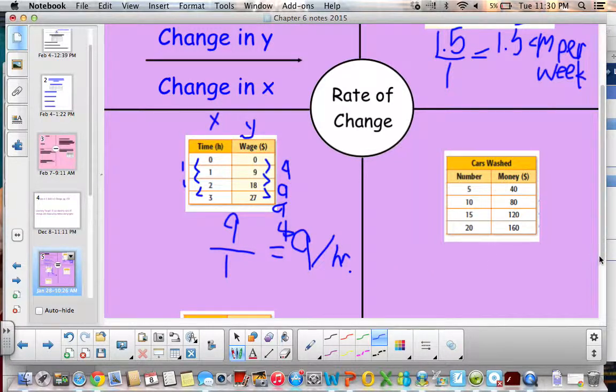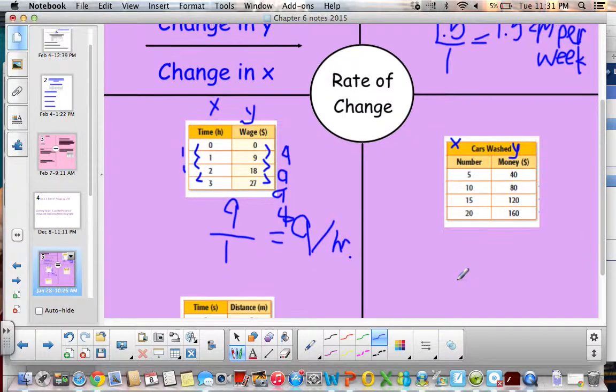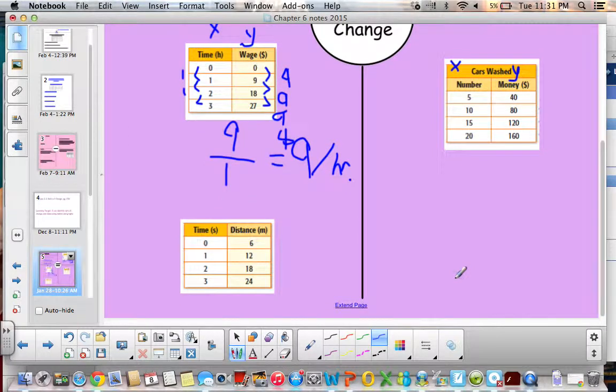Okay, for the number of cars washed, this is our y and this is our x. So I want you to pause me and figure out the rate of change in your notebook for cars washed, and for this one, time in seconds and distance.